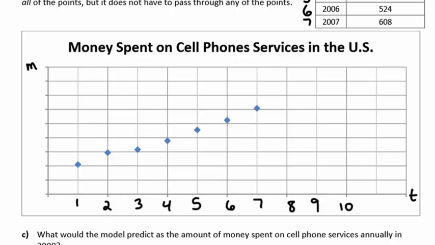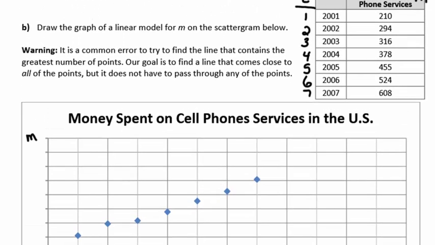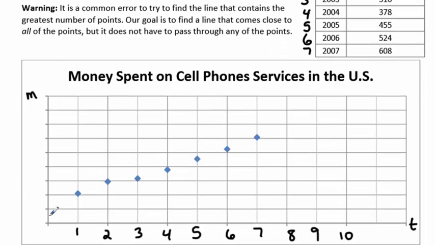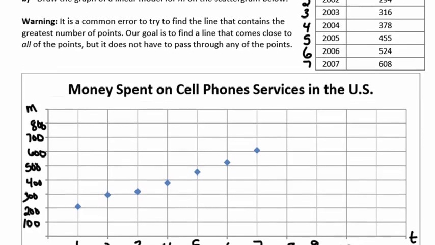Now let's look at the values for m. The values for m are going to range between 200 and 600. So it looks like if I count these by 100, this would put us around 200, and this would put us around 600. So let's label these by 100. Alright, now that we've got everything labeled, we're going to look at Part B.